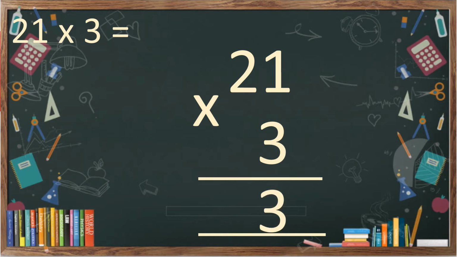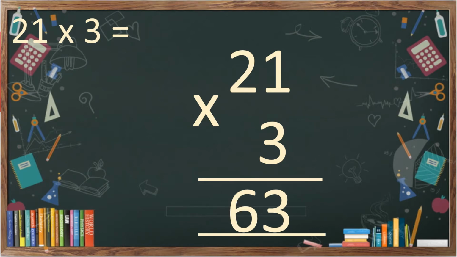Next, we would move on to the 2. 3 times 2 is 6. So we write a 6 underneath the 2. And there we have the answer. 21 times 3 equals 63.